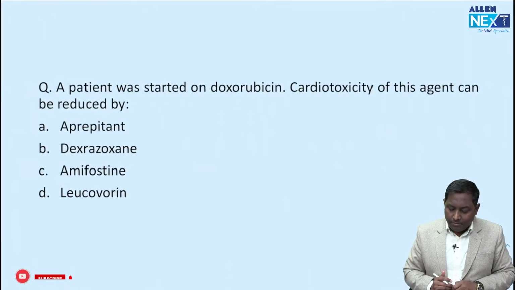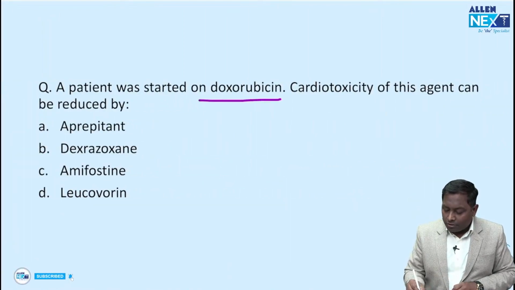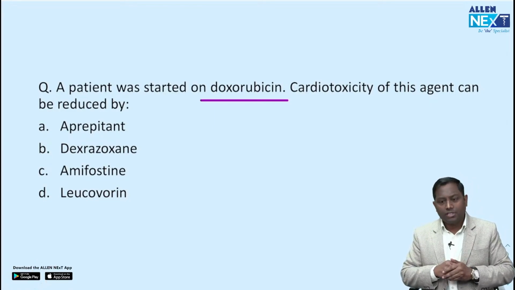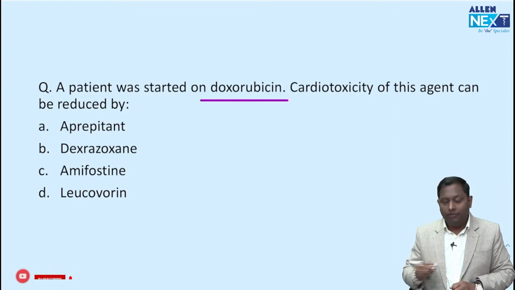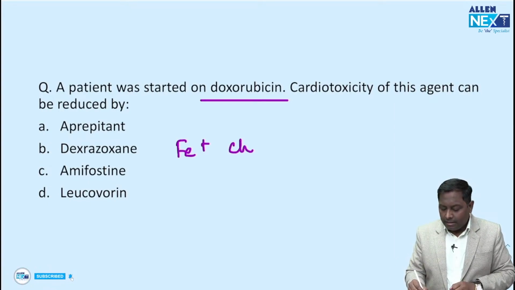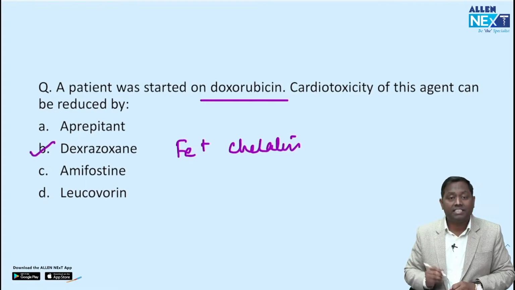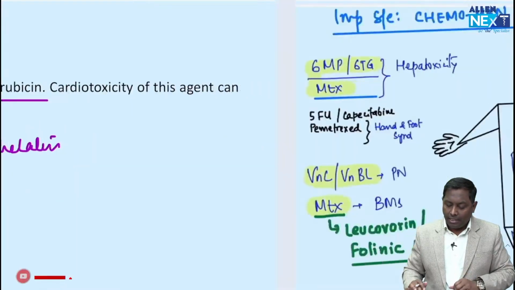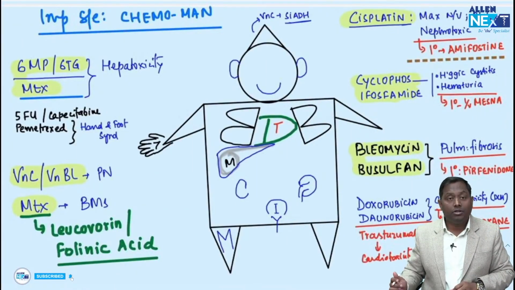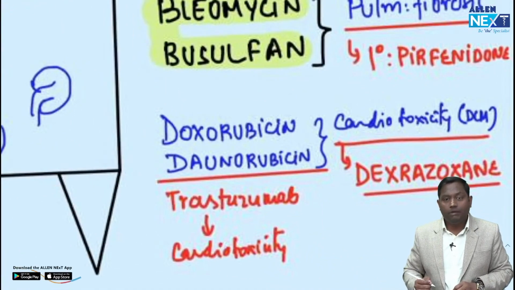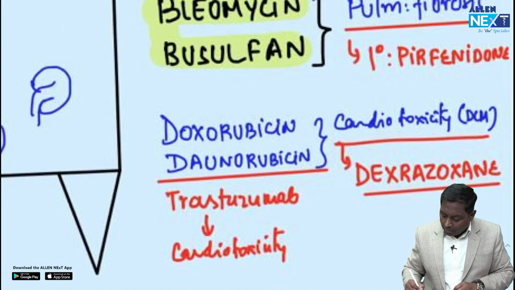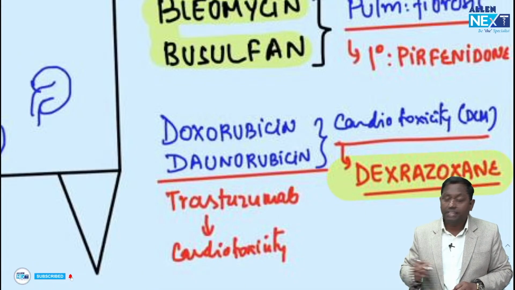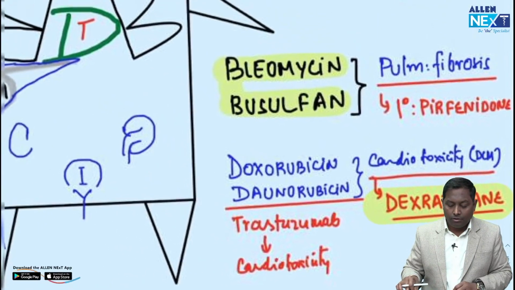Next one. A patient was started on doxorubicin, cardiotoxicity can be seen. So doxorubicin, daunorubicin, in fact all the anthracycline group drugs can cause cardiotoxicity, okay. And to prevent it we are going to use an iron chelator agent, and the iron chelator that we are going to use is known as dexrazoxane. If you remember the chemoman we used to discuss in the class, and in that chemoman I used to tell you that there are different types of drugs that are causing toxicity. Doxorubicin, daunorubicin will be causing cardiotoxicity, and to prevent the cardiotoxic event, we are going to add dexrazoxane. So you can easily see dexrazoxane is the correct answer. So this one question is directly taken from this chemoman.